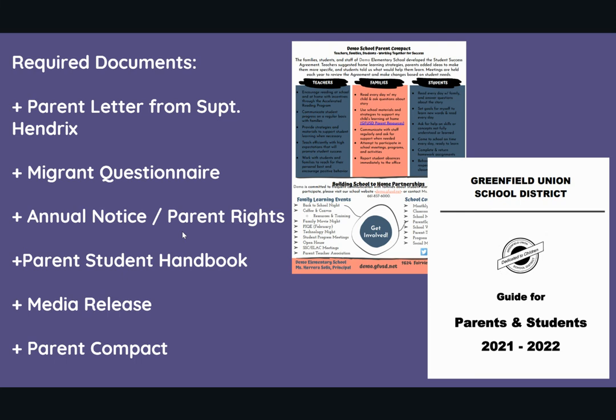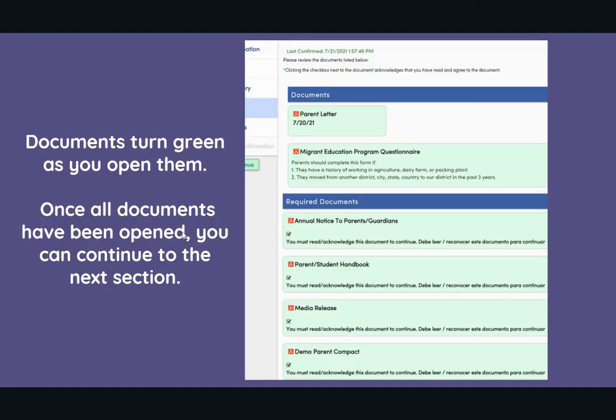Just as a reminder, the list of required documents would be the parent letter from Superintendent Hendricks, so it's like that welcome letter, the migrant questionnaire if you require migrant services, annual notice and parent rights, the parent-student handbook, the media release, and the parent compact by site. And as you are clicking these documents, they're turning green in Aeries. And so that means that they have been read, they have been acknowledged. Once all documents have been opened, you can continue to the next section. So it will not let you move forward until all of this list of required documents are checked off and turned green.